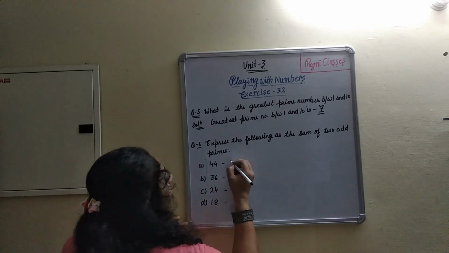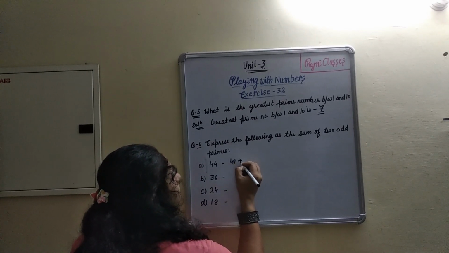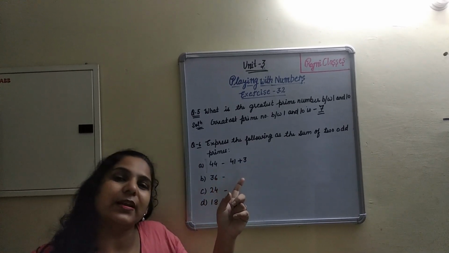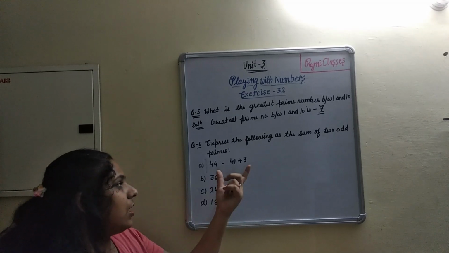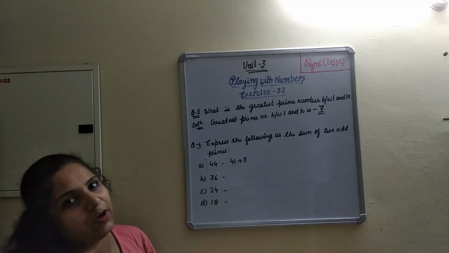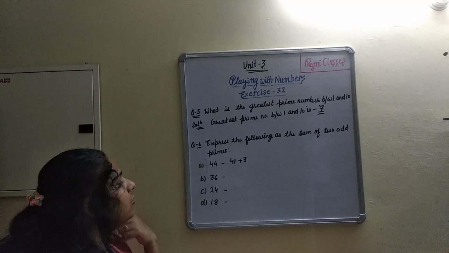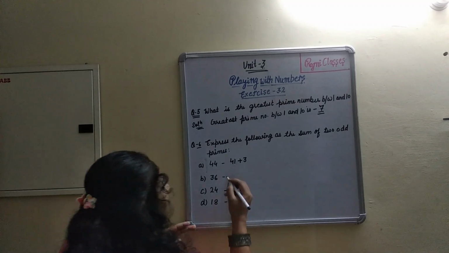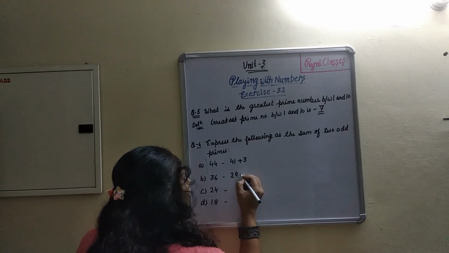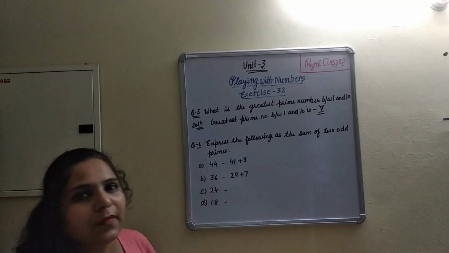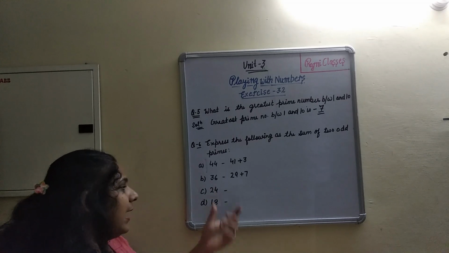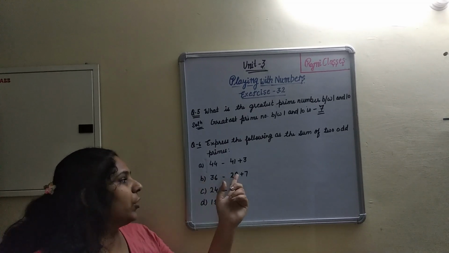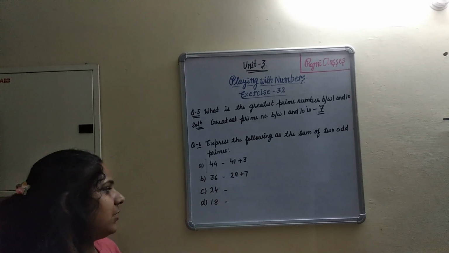So 44, that is 41 plus 3. 41 is a prime number as well as 3 is also a prime number, and we can write it as 41 plus 3. Same as with 36. So we can take 29 and 7. Both are prime numbers and we can write it as the sum because 29 plus 7 is 36.